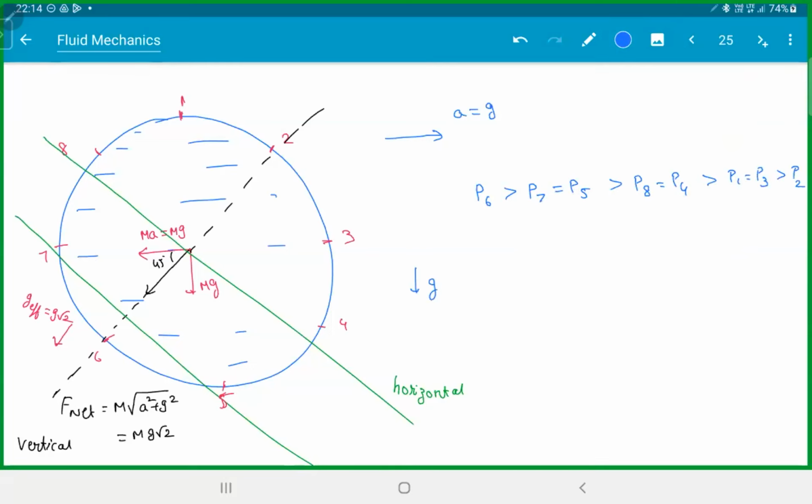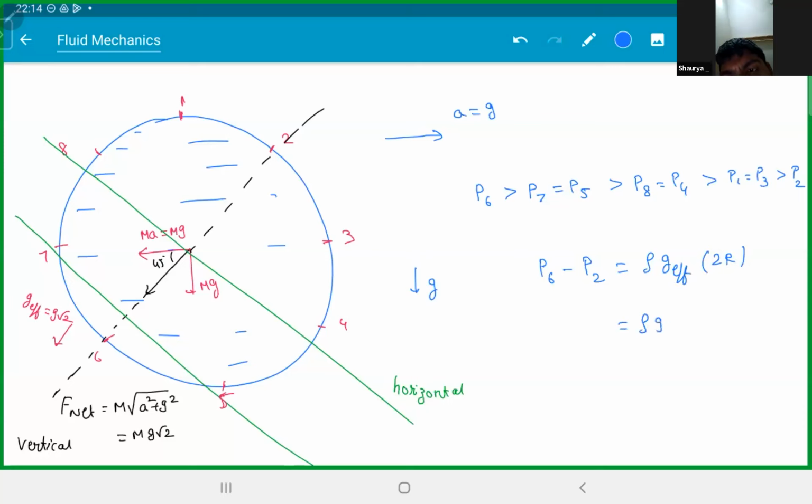Are you getting this logic here? Up and down is totally a relative concept. It depends on what your force is. What's the difference between P6 minus P2? Rho g effective times 2R, since gravity has changed. So rho g root 2 into 2R. Don't forget that. Do have a look at this. It's a good example.